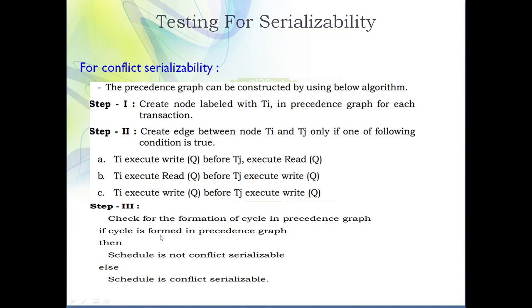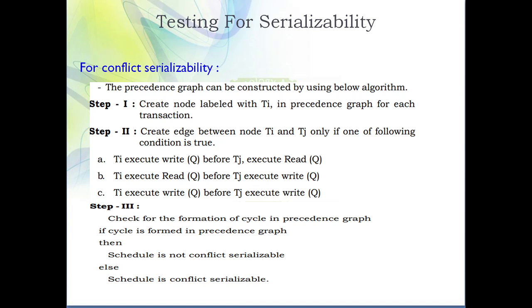In step 3, you need to check whether a cycle is formed in the precedence graph or not. If a cycle is formed, then the schedule is not conflict serializable. And if there is no loop or cycle, then the schedule is conflict serializable. So this algorithm is important in order to generate a precedence graph for a given schedule.